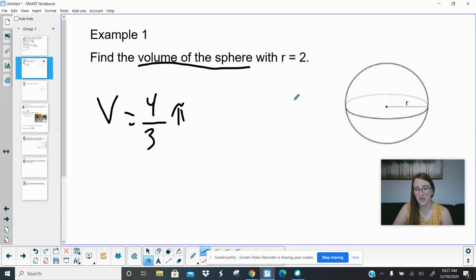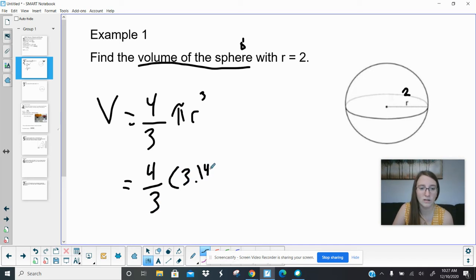So remember from yesterday that step one is to identify the shape. Well, they've identified it for us. And then we copy the formula accurately. Then we need to indicate the variables and plug in. Well, the radius is 2. So that's good to go. This is the only variable we need for a sphere. So I got to plug in 4/3 times 3.14 times, well, my r is 2 to the third.